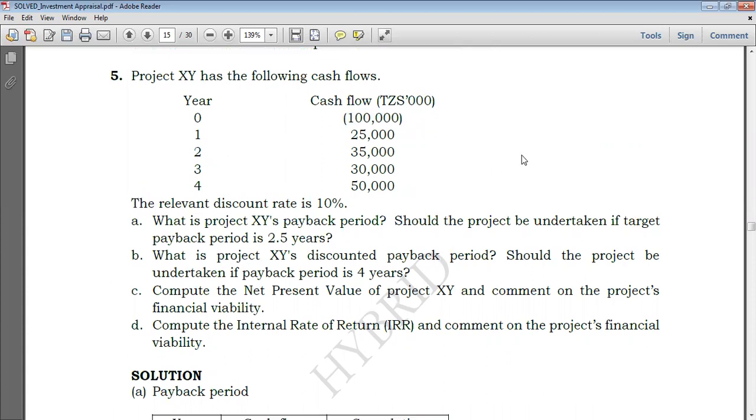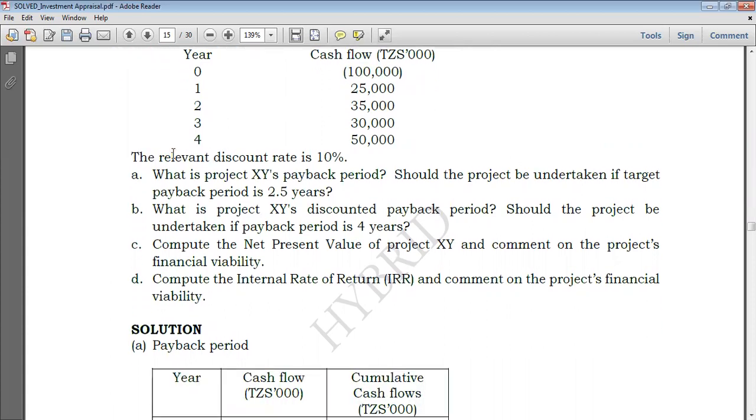And we are getting further information here that the relevant discount rate is 10%. So in case you need to discount the cash flows, you would use 10%. But for our case here, we're just dealing with payback period, so this would have nothing to do with us. We're given A: what is project XY's payback period?